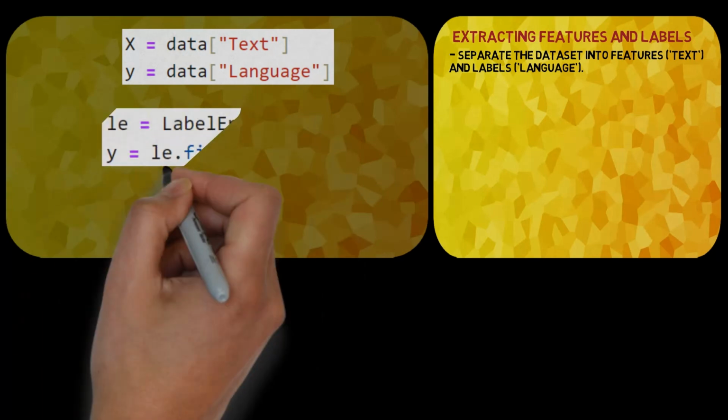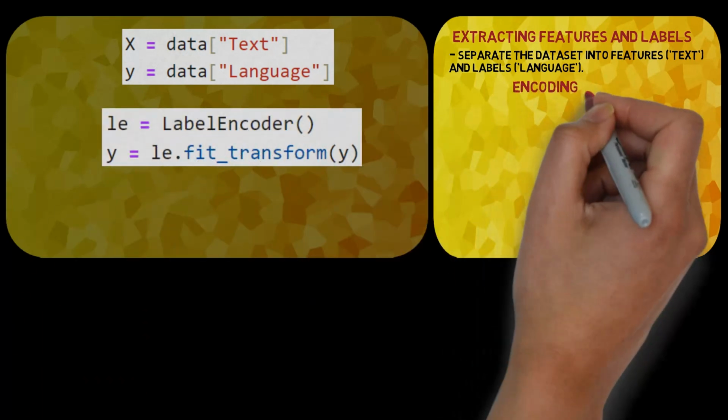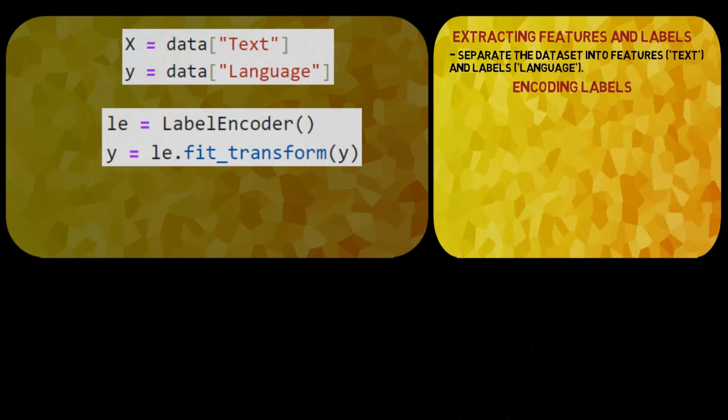Extracting features and labels. Separate the dataset into features, text, and labels, language. Encoding labels. Encode the categorical language labels into numerical values using LabelEncoder.